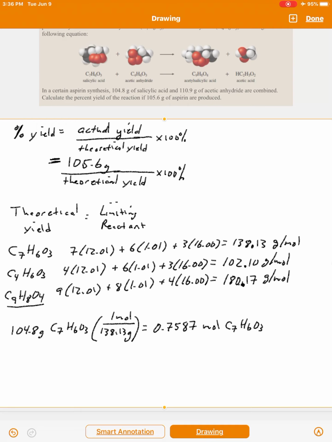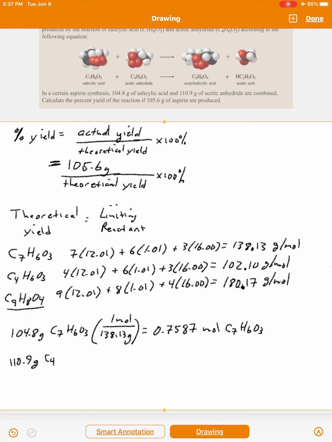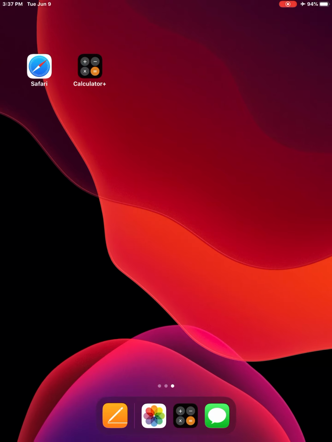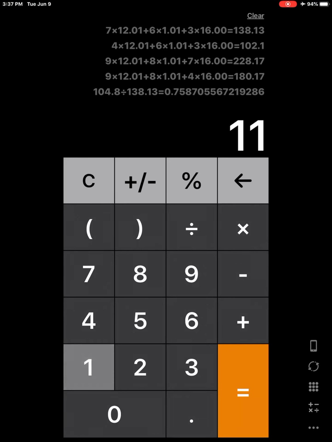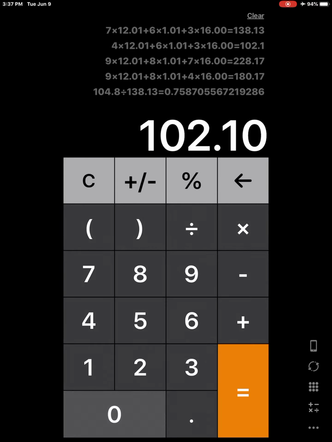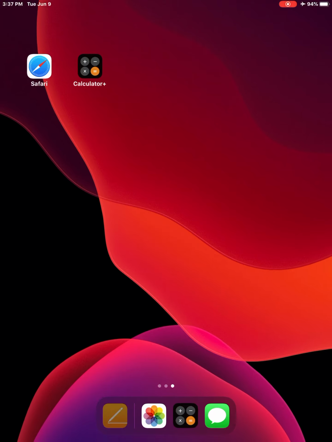We're also going to react it, going back to the original question, with 110.9 grams of acetic anhydride. Acetic anhydride is C4H6O3. Okay, so 1 mole of that weighs 102.10. So 110.9 divided by 102.10 is 1.086.